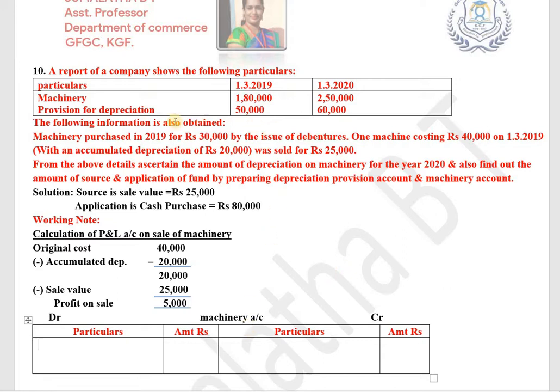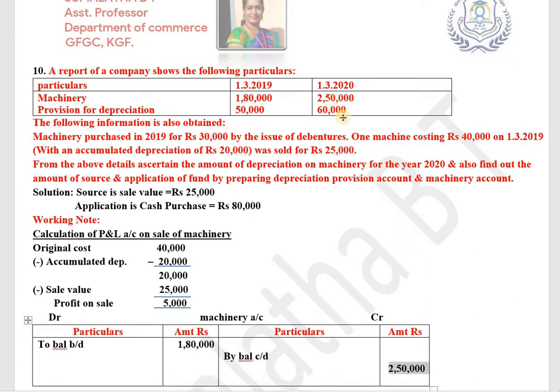See now, as I told, for the machinery account, first what we do is the opening balance. How much have they given? To balance brought down 1,80,000. Immediately the closing balance also we go for recording. How much? 2,50,000.